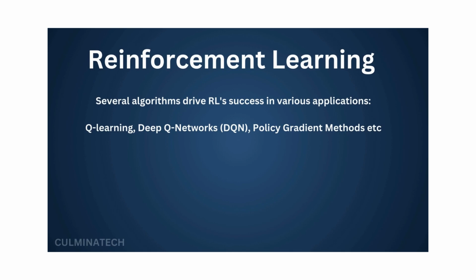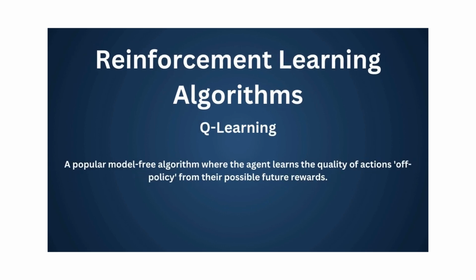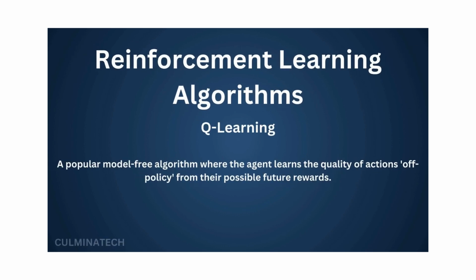We have various reinforcement learning techniques. Here we'll discuss Q learning, deep Q networks, and policy gradient methods. With Q learning, it's a popular model-free algorithm where the agent learns the quality of actions or policy from their possible future rewards. So it's a value-based method where the agent learns the value of taking actions in different states to decide the best actions.